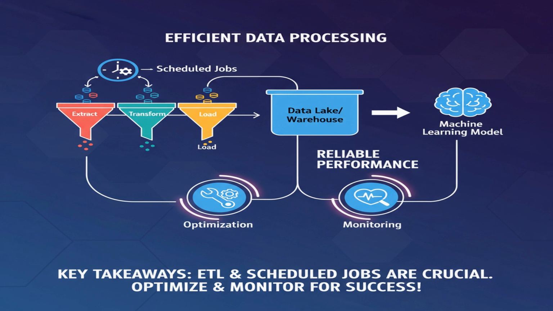In summary, ETL pipelines and scheduled jobs are crucial for efficient data processing in machine learning. Optimizing and monitoring these pipelines will ensure reliable performance.